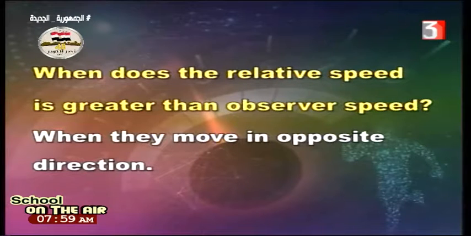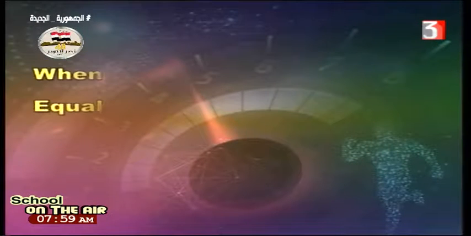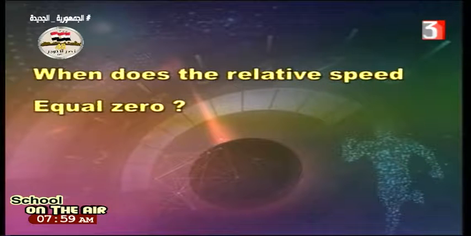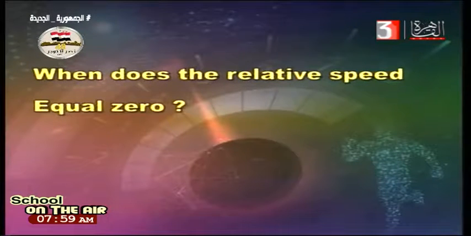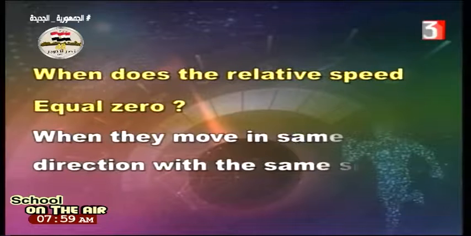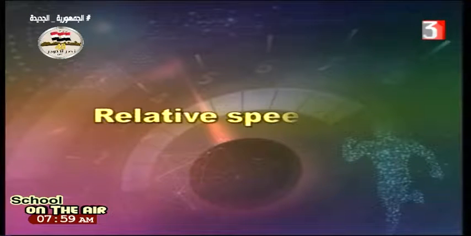Another question: when does the relative speed equal 0? Also very important. When the actual speed of the first object equals the second object's speed. Why? Because if the actual speed of the first car equals 20 km per hour and the observer moves in the same direction with the same speed, 20 km per hour, 20 minus 20 equals 0. So the relative speed vanishes, equal to 0 in the end. Okay?